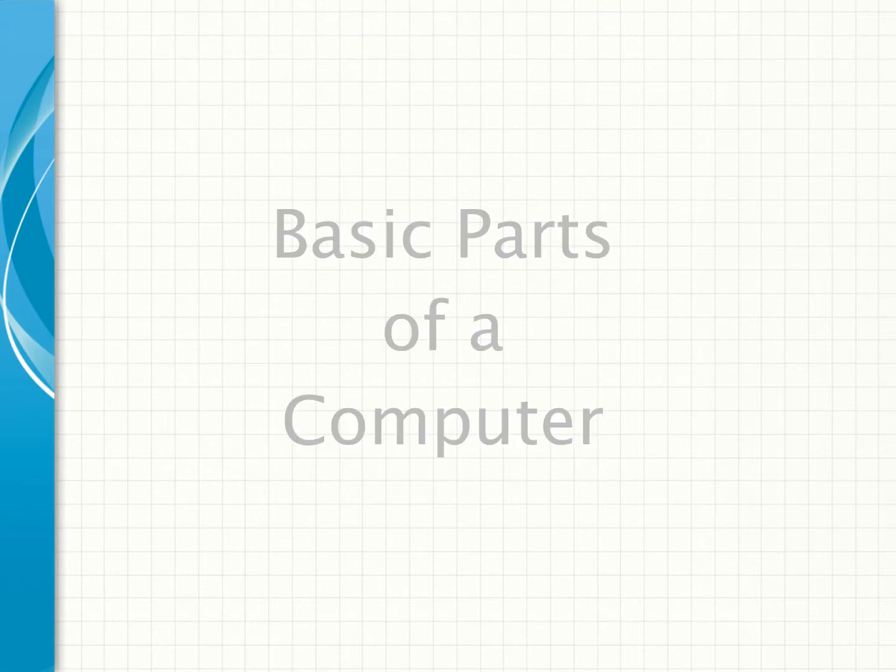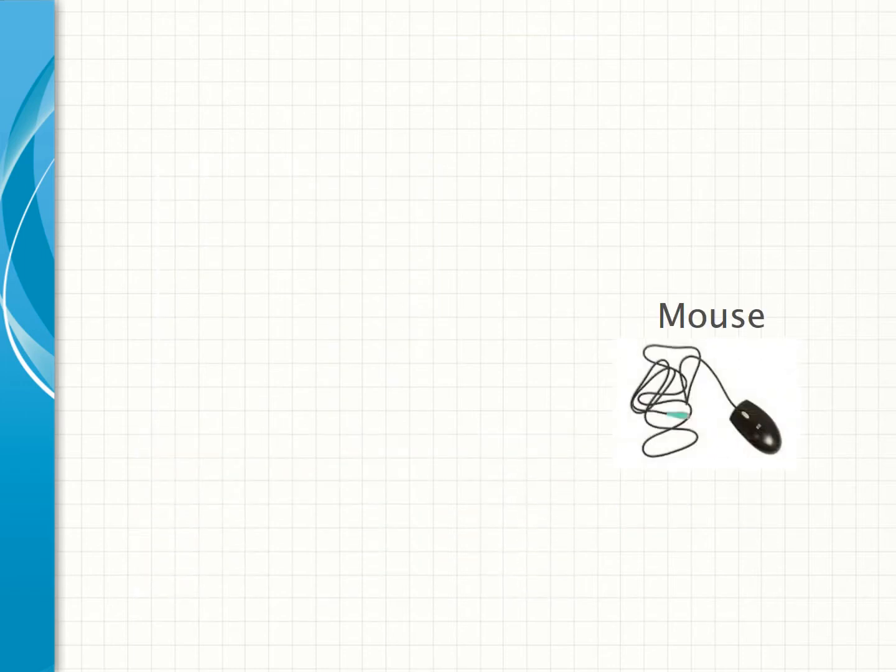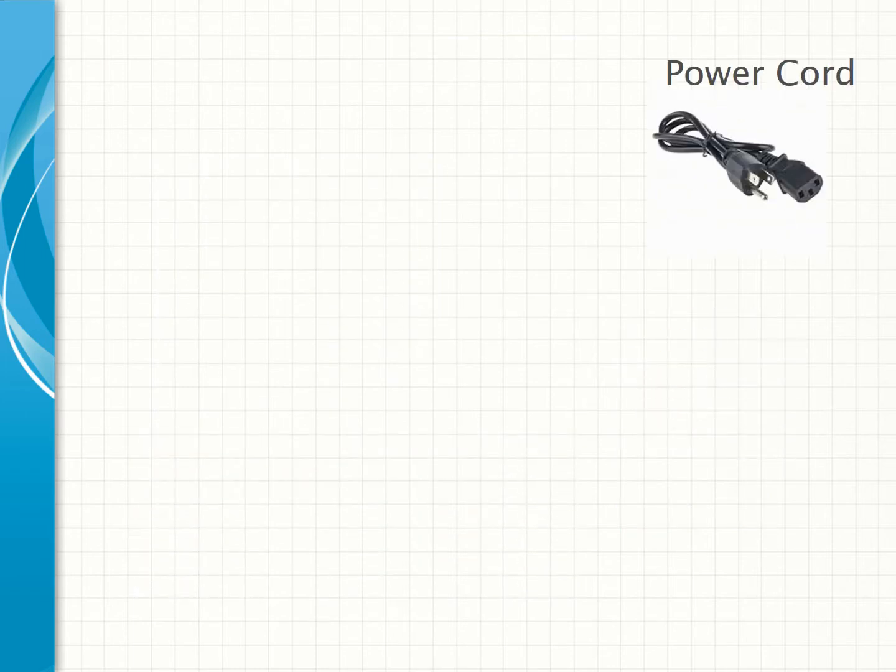Basic parts of a computer. The basic parts of a desktop computer are the computer case, monitor, keyboard, mouse, and power cord. Each part plays an important role whenever you use a computer.